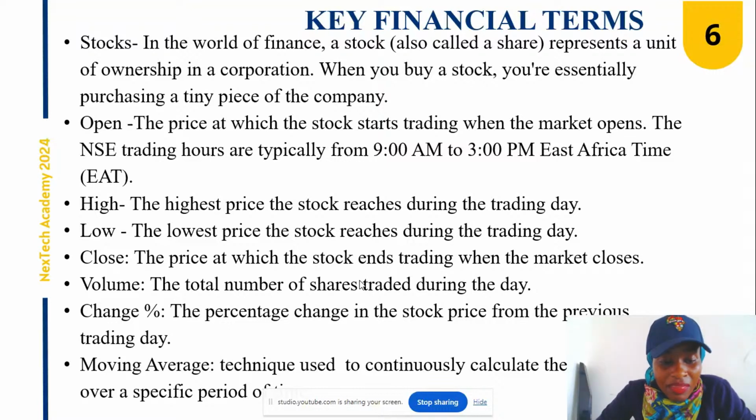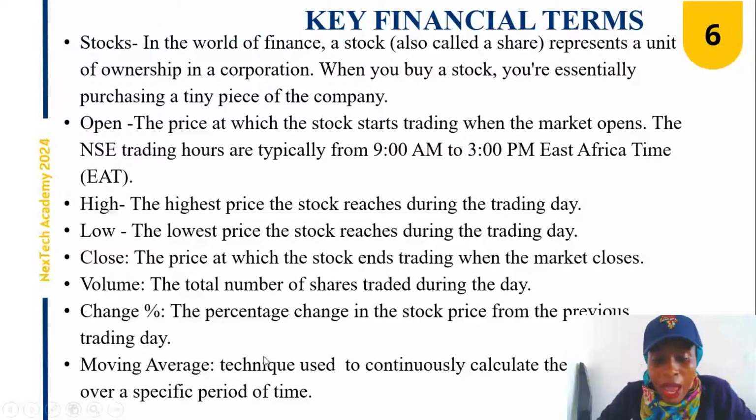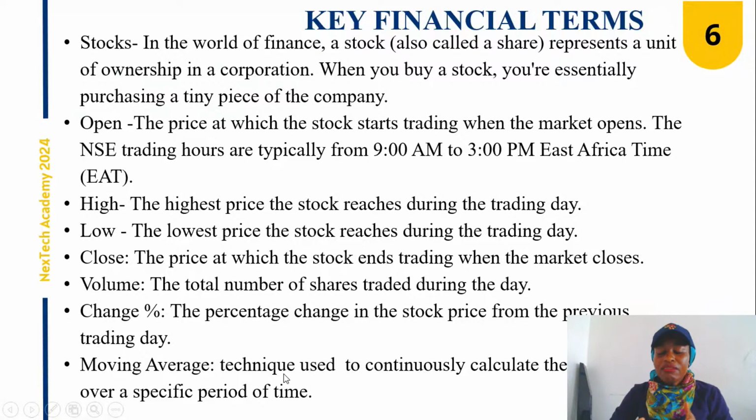So the other thing is moving average, and it's not part of the columns, and we're going to look at it. It's normally a technique that is used to continuously calculate the average price over a specific period of time. And normally we use moving average to smoothen our prices.